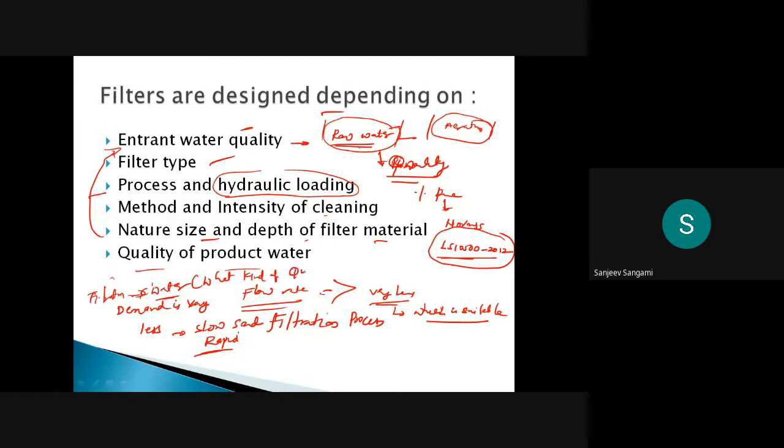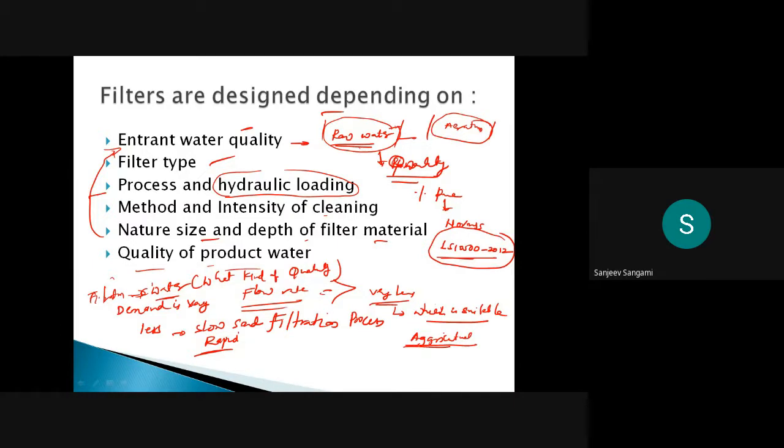The quality, whether you are expecting it for drinking purpose. So again, the quality of product water will always be discussed with the help of the purpose. What purpose are we going to serve? If after the filtration process, you are sending the water to any agriculture purpose, then that much filtration or that much quality is not required.